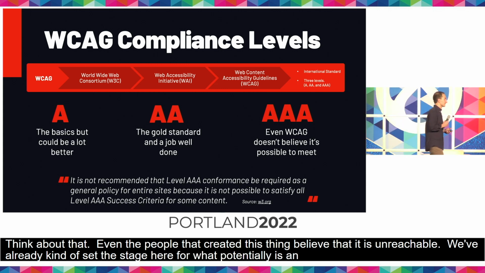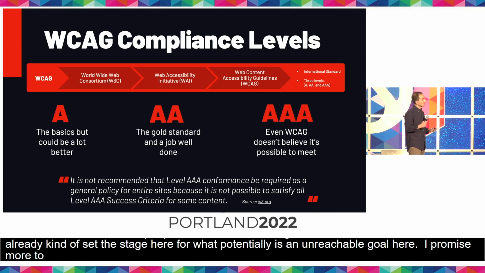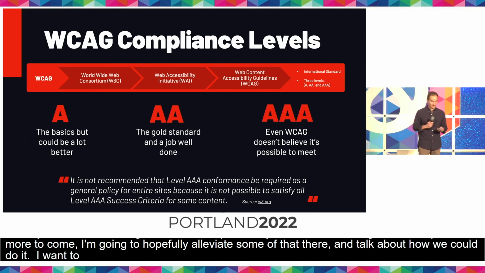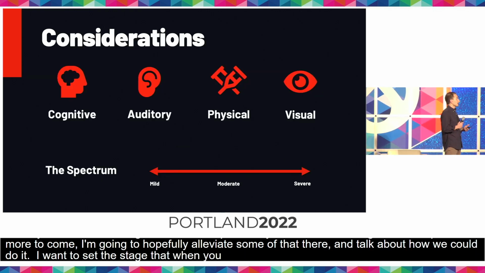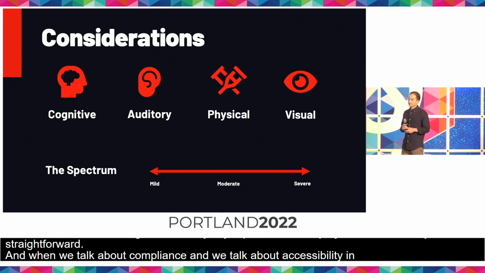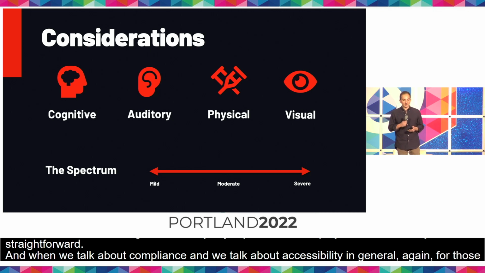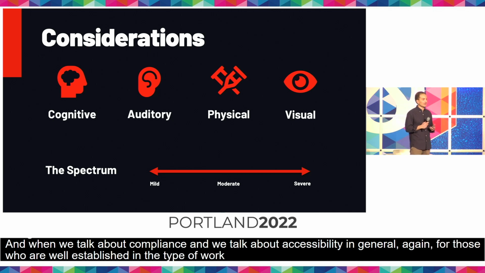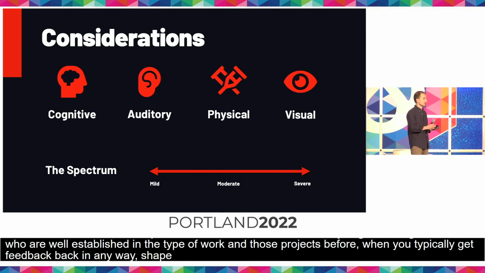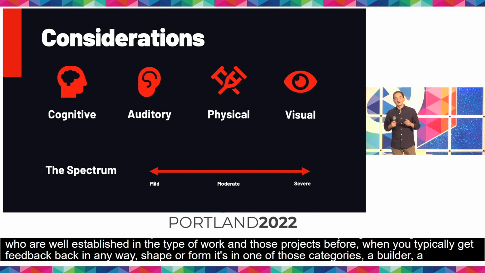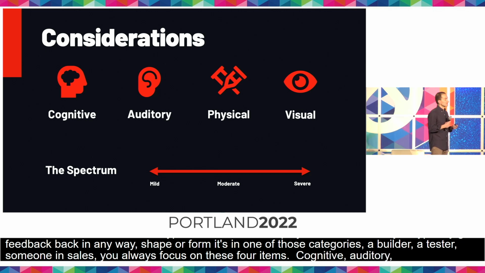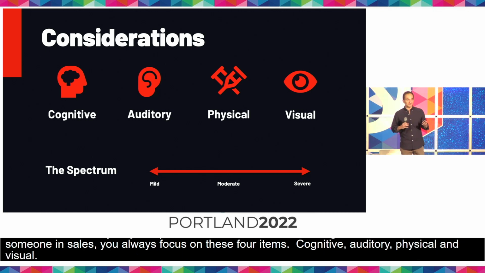I'm going to hopefully alleviate some of that burden and talk a little bit about how we could do it. But again, I just want to set the stage that when you jump into these AAA compliant projects, it's not always that straightforward. And when we talk about compliance, when we talk about accessibility in general, for those who are well established and have worked on accessibility projects before, when you typically get feedback in any way, shape, or form, it's in one of these four different categories. So whether you're a builder, a tester, someone in sales, you always focus typically on these four items: cognitive, auditory, physical, and visual.